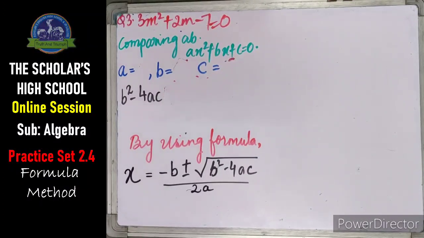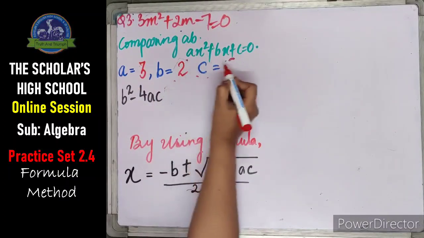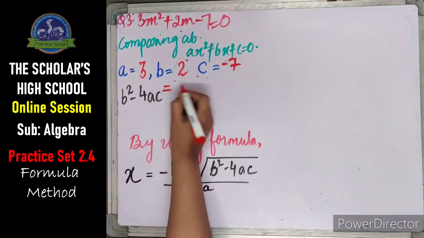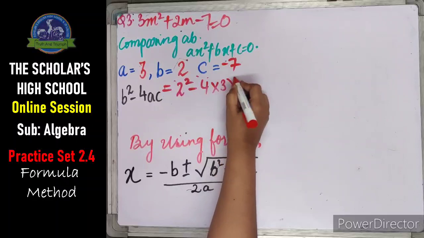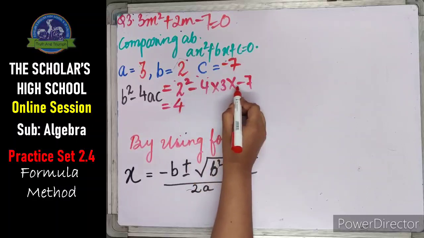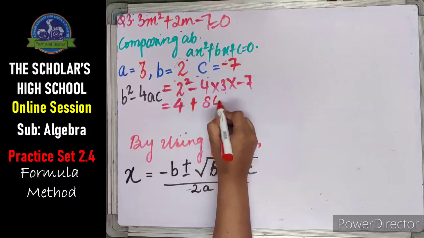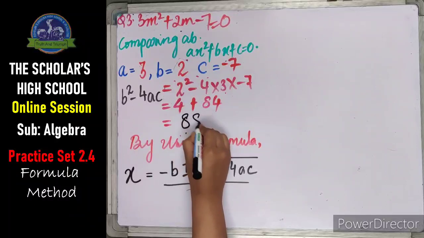Now your equation number 3 is 3m square plus 2m minus 7 equals 0. Comparing the above equation with ax square plus bx plus c equals 0, a equals 3, b equals 2 and c equals minus 7. Finding b square minus 4ac. So 2 square minus 4 multiplied by 3 multiplied by minus 7. The square of 2 is 4. Minus minus will become plus. 4 threes are 12 and 12 sevens are 84. So 4 plus 84 is 88.